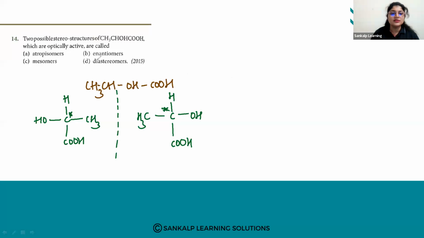So the two possible structures are optically active. Optically active means they have a chiral center and they do not have a plane of symmetry. When you take their mirror image and put one above the other, they are non-superimposable. So such compounds are called enantiomers. So option B is the right answer. Understood? Okay, option B is the right answer.